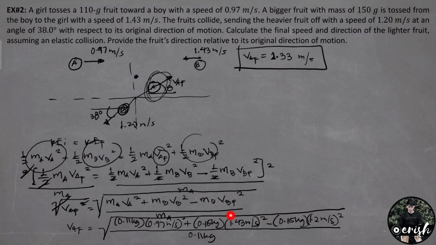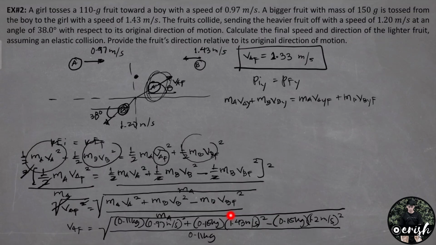To solve for the direction of fruit A after the collision, gagamitin na natin yung momentum. And ang gagamitin na lang natin is yung conservation of momentum at the y component. Ang initial momentum at y component is equal to the final momentum at y component. Mass of A times the velocity of A y plus mass of B times velocity of B y equals sa final naman, mass of A times the velocity of A y final plus mass of B times the velocity of B y final.